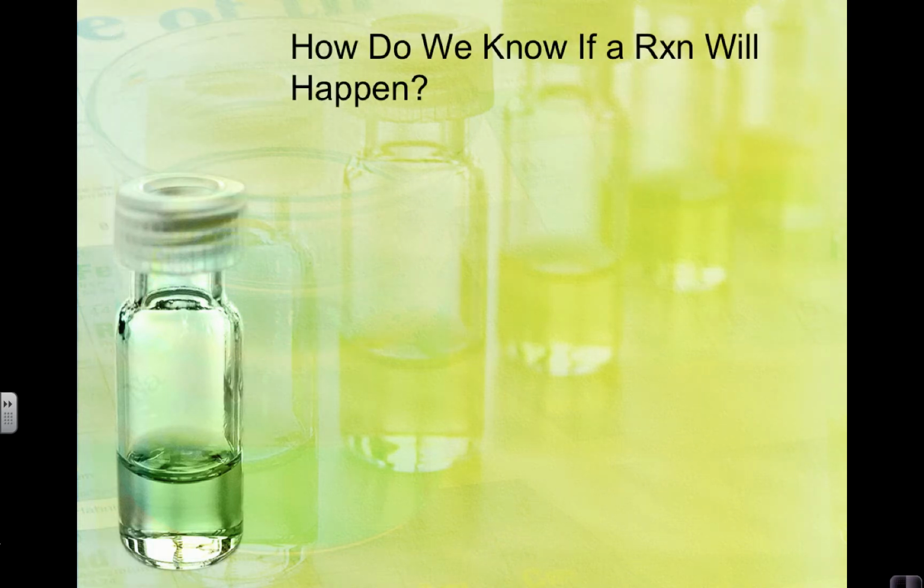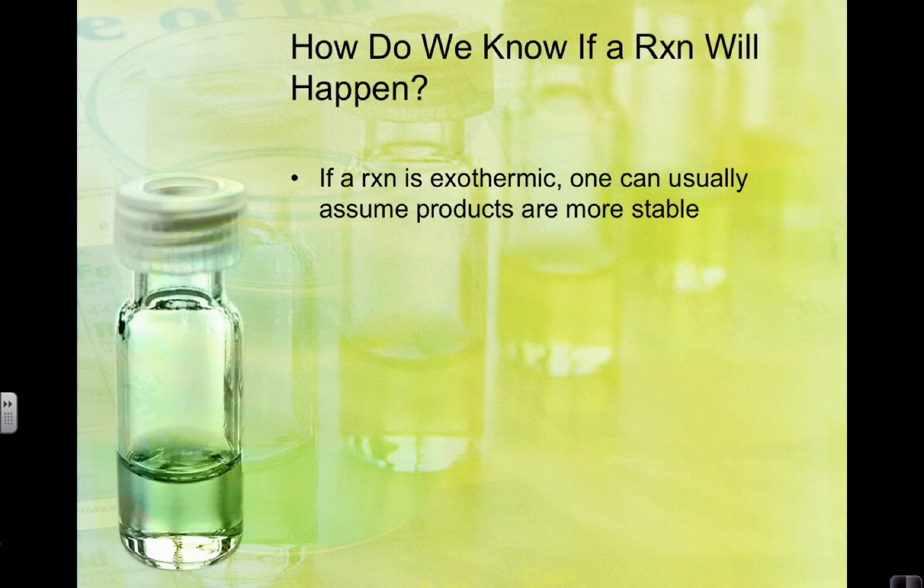So when we look at a reaction, if it's exothermic, we can assume that the products are more stable. And that's because when you have an exothermic reaction, the reactants have more energy than the products. So since we have released energy, we can assume that it has more potential energy, which makes it more stable.